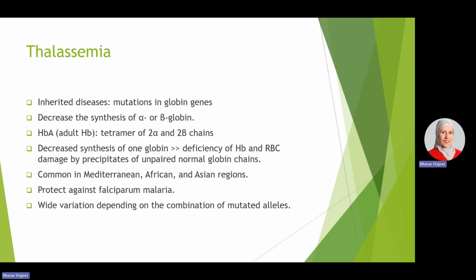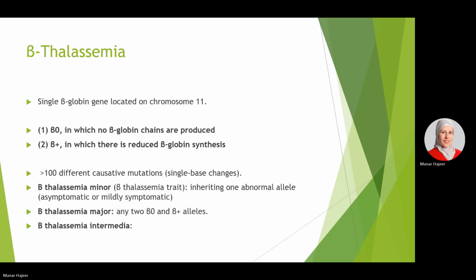Thalassemia is common in Mediterraneans, in Africans, and in Asian regions. Again, it protects against malaria, as in sickle cell anemia, due to the markedly decreased lifespan of the red blood cells. And there is wide variation in expression depending on the combination of the mutated alleles. So we'll start with beta thalassemia.